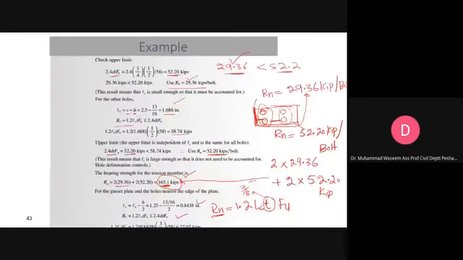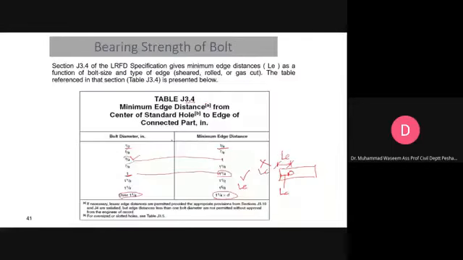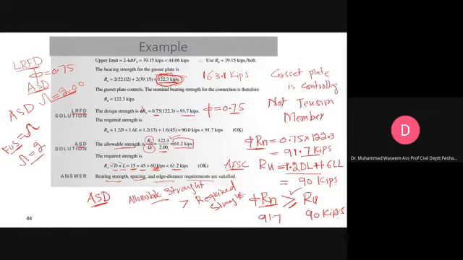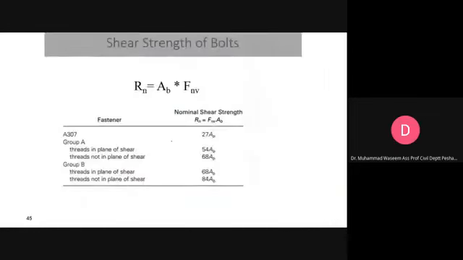Now we finished that. What are the minimum requirements on the edge distance and center to center spacing, and how we can evaluate the bearing strength of a connection? Now the next step is the shear strength of the bolts. The shear strength of the bolts can be easily computed by this formulation: Rn is equal to Ab times the shear stress.